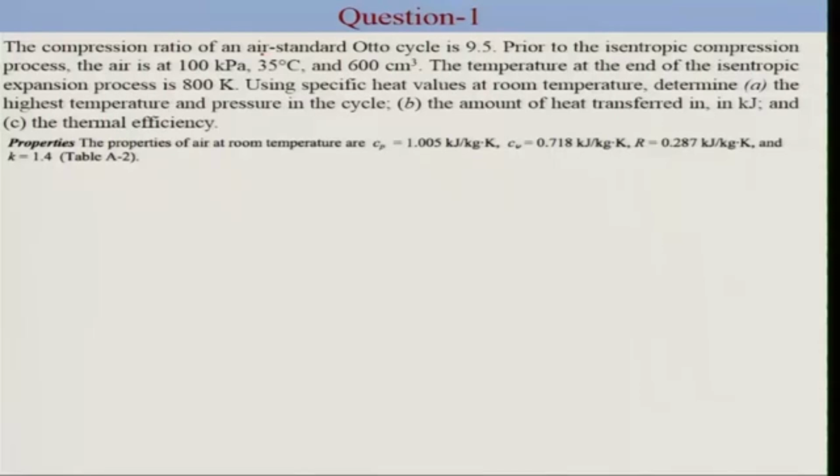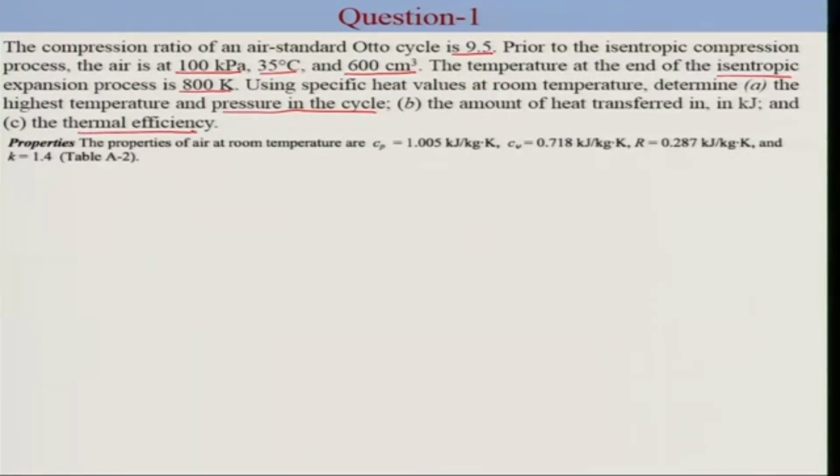The compression ratio of an air standard Otto cycle is 9.5. Prior to the isentropic compression process, the air is at 100 kilopascal, 35 degree centigrade and 600 centimeter cube. The temperature at the end of the isentropic expansion is 800 Kelvin. Using specific heat values at room temperature, determine the highest temperature and pressure in the cycle, the amount of heat transfer in kilojoule and the thermal efficiency.